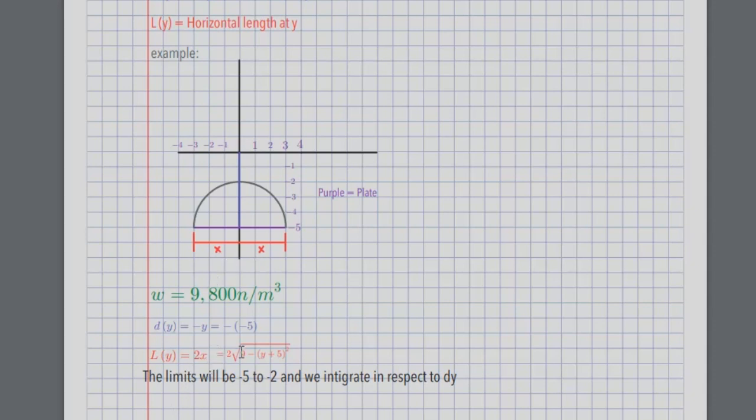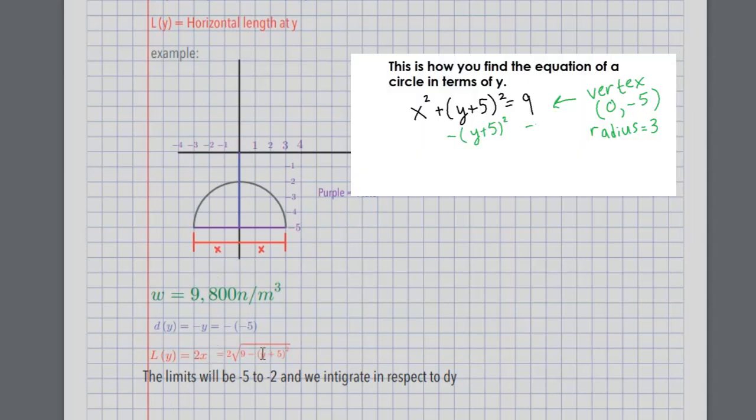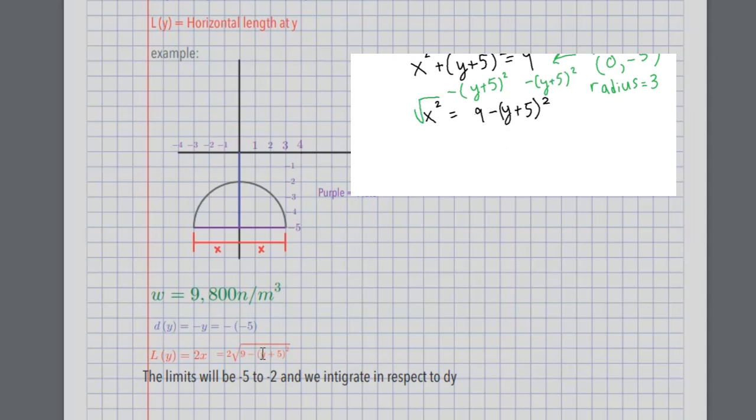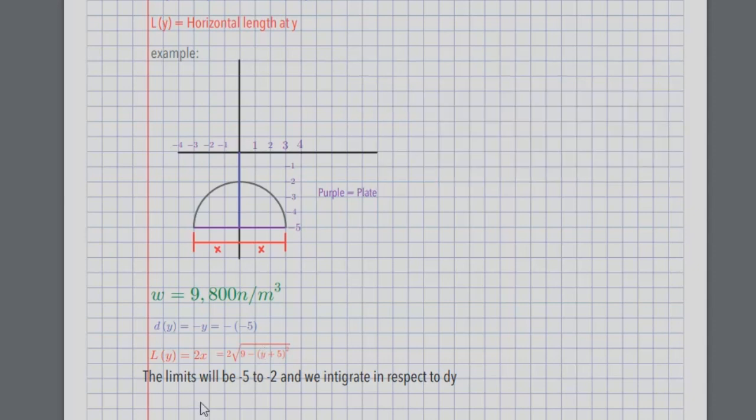And then here's the actual equation. You have to convert y to x, but in another example problem later on, we'll show you how to do that and go in depth into that. And the limits will be negative 5 to negative 2, and we integrate in respect to dy.